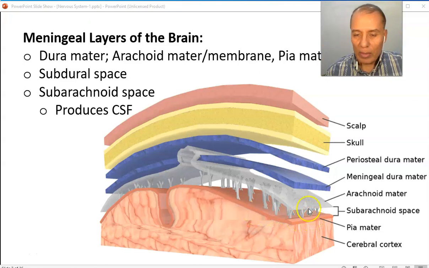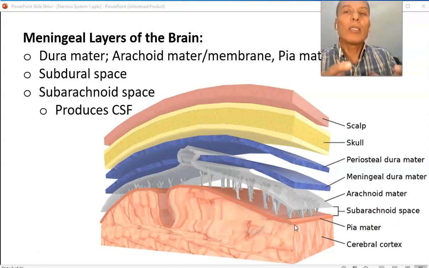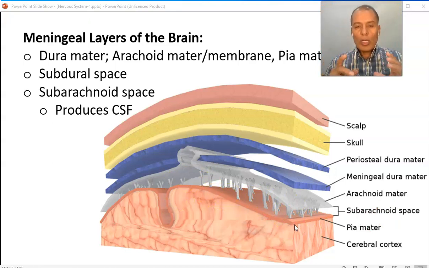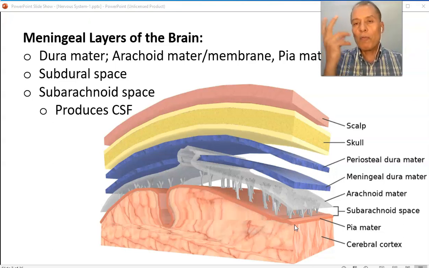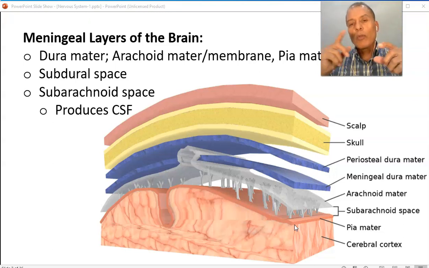So these are the three layers: the dura mater, the arachnoid mater or membrane, and the pia mater. Then there is the subdural space, and there is the subarachnoid space, and the fluid is in the subarachnoid space, surrounding the entire brain and the entire spinal cord. There is also a system of ventricles, chambers inside of the brain, spaces that are filled with fluid, and that fluid circulates with the cerebrospinal fluid.